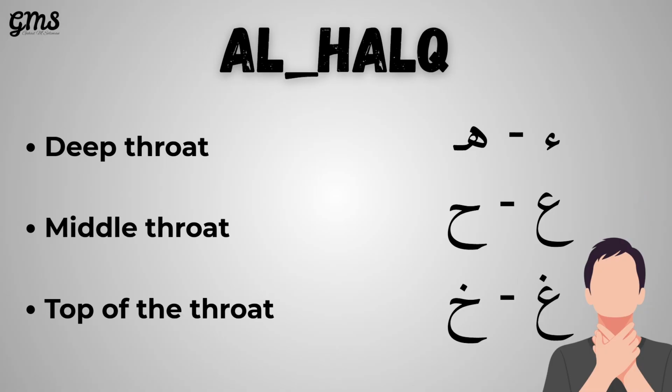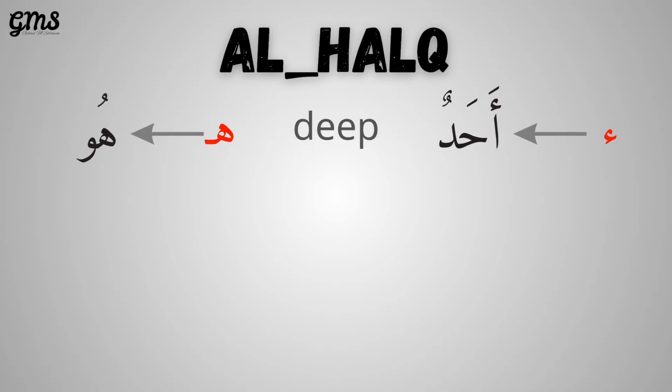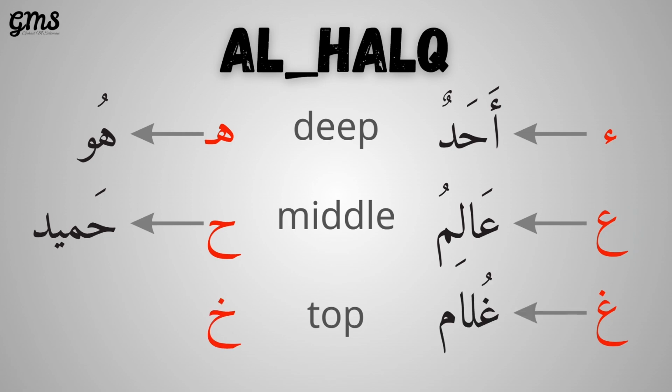And now let's see examples of them. So we will start with the deep of the throat. We have 2 letters as we said, hamza and ha. For example, hamza: ahad; ha: huwa. And the middle, ayn and ha, like alimu or hamid. And finally, the top, ghayn and kha: ghayn like ghulam, kha like khalaqa. And focus on these 2 letters, ghayn and kha. We must produce them with a heavy sound.